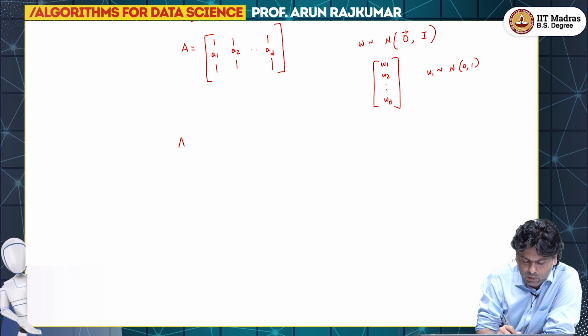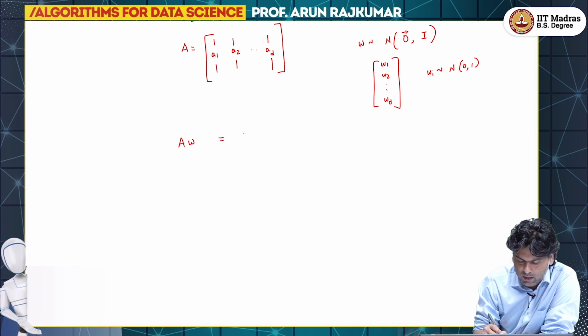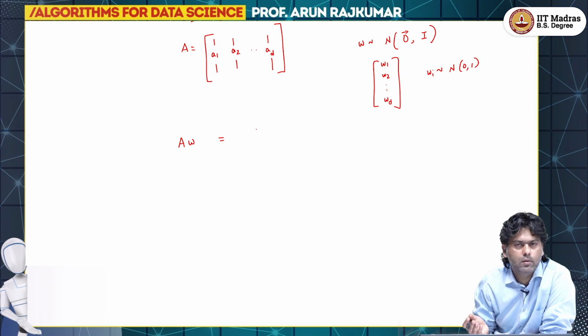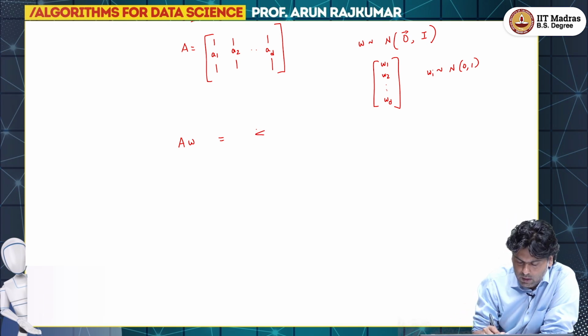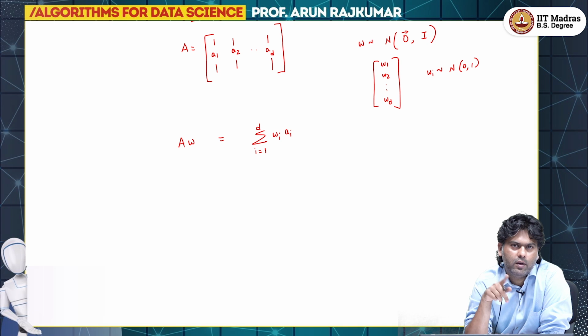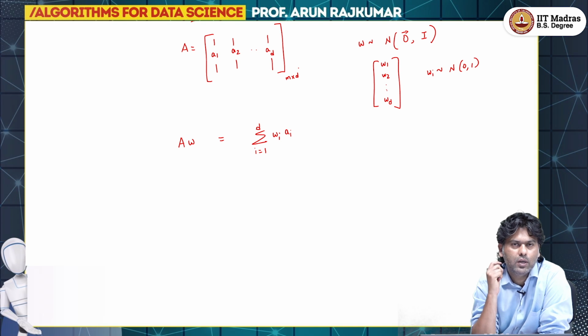Now let's look at this vector A omega. A omega is basically linearly combining the columns of A using the Gaussian random variables, which is the sum over i equals 1 to d of omega i times a i. This is also going to be a vector in M dimension. So this is M cross D, we have D vectors in M dimension, and we are taking a random linear combination of these vectors.